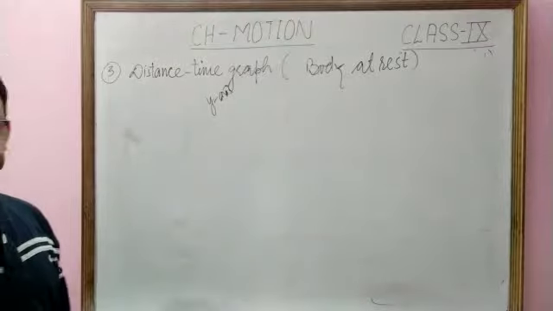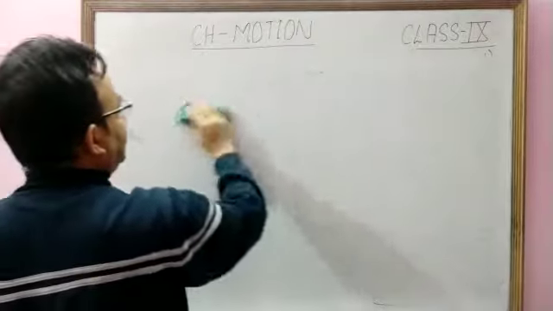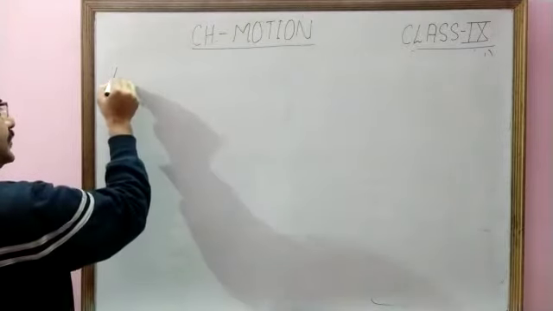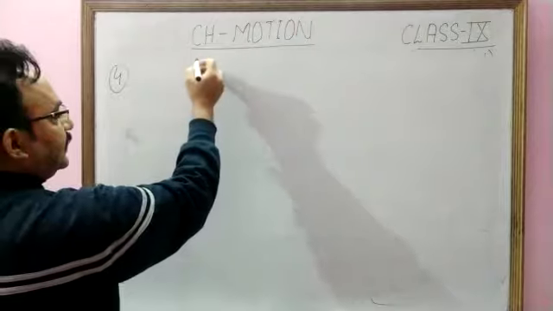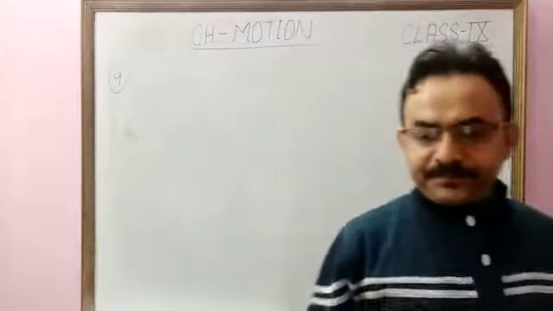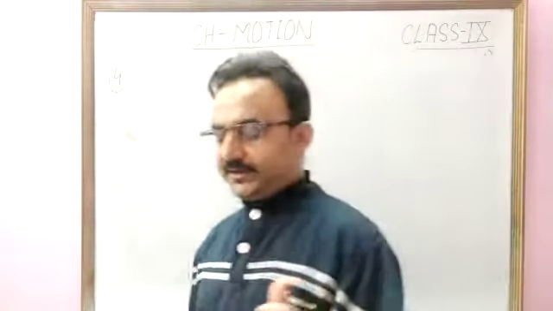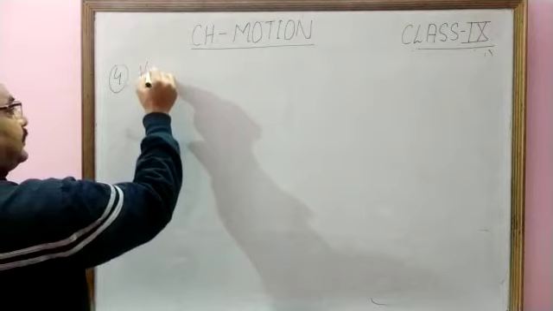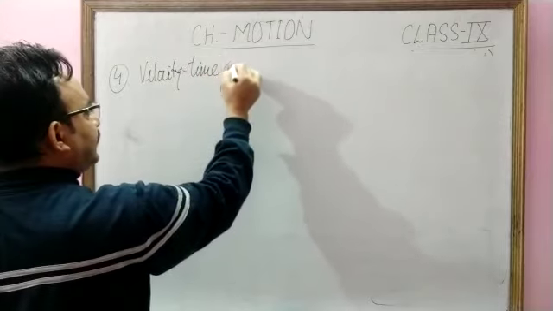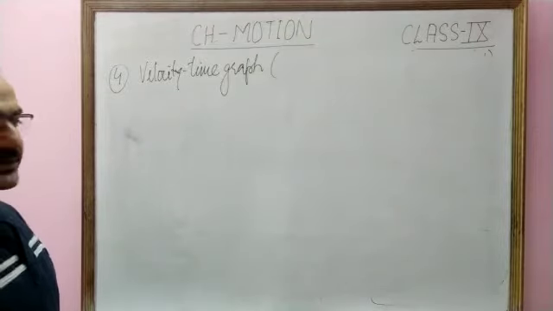Now next here, the velocity time graph. For the velocity time graph, the fourth case is the velocity time graph for a body moving with constant velocity.